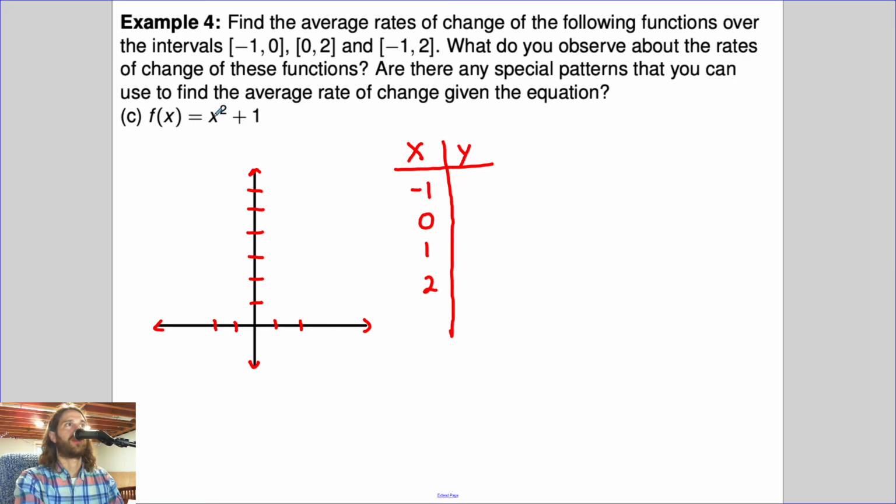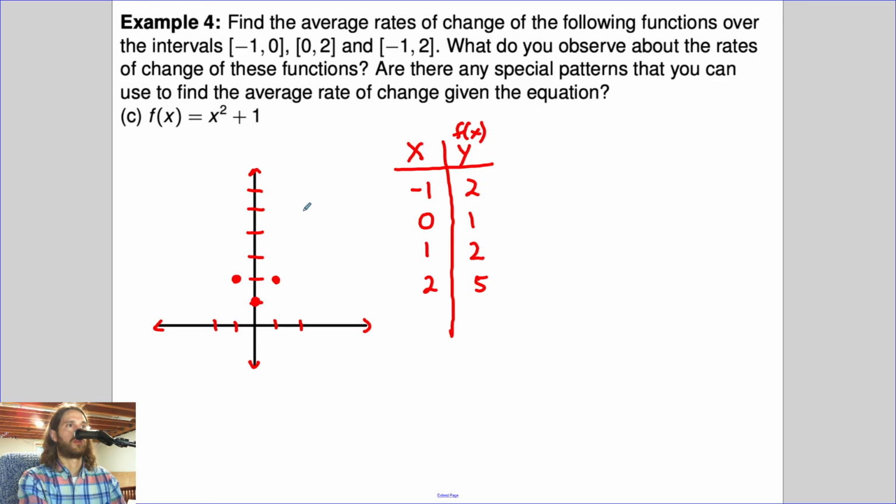But if you plug in -1 for x, what's y, or f of x, I should say. -1 squared is 1. 1 plus 1 is 2. Plug in 0. 0 squared is 0. 0 plus 1 is 1. 1 squared is 1. 1 plus 1 is 2. 2 squared is 4. 4 plus 1 is 5. Now we're going to plot these points. And if you don't mind, I'll just keep using red. All right, 0, 1. So -1, 2. 1, 2. And 2, 5.